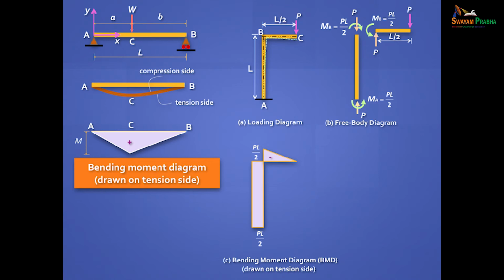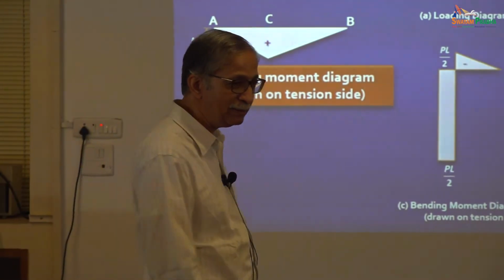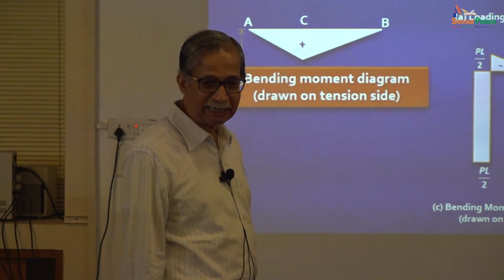You can't say anything. Why? Is this sagging or hogging for the vertical element? The deflected shape is like this, no question about that. But is it sagging or hogging?